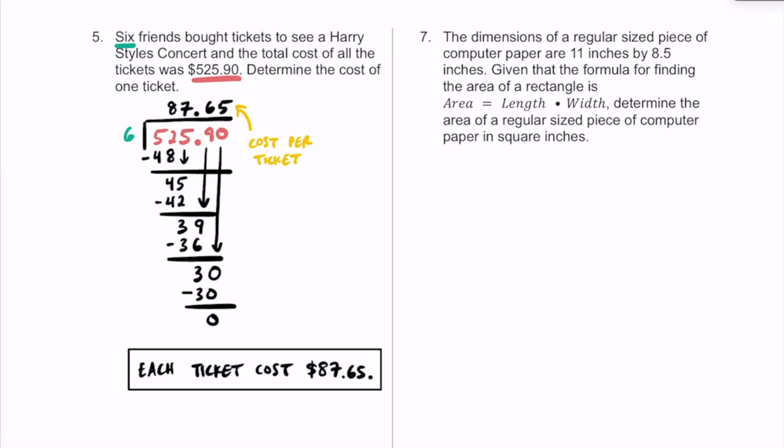So since we have a formula here, let's just go ahead and define some aspects of this problem. Let's call this 11 inches the length, and then let's take this 8.5 inches and call that the width. It doesn't really matter which one is which, because if you multiply them together, you're going to get the same product either way. So let's see if we can find out this area.